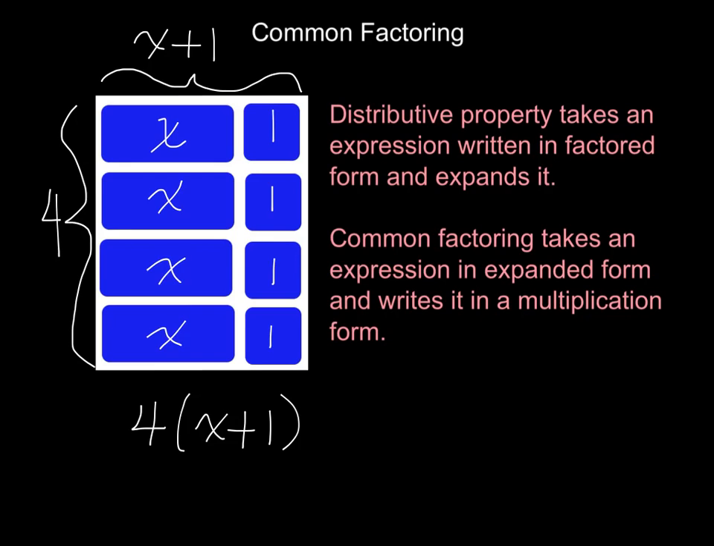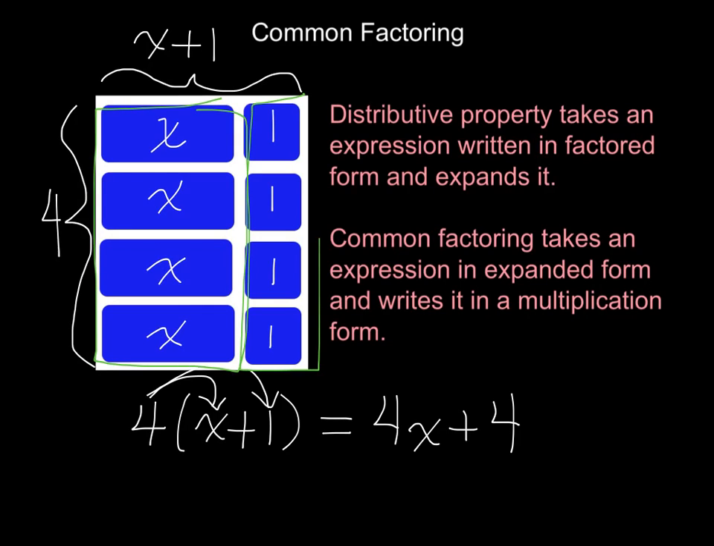Using the distributive property, we can then show 4 times x is 4x, and 4 times 1 is 4. So this expression is the same as 4x plus 4. Let's take a look at this for a second. You can see that in total we have 4 x's plus 4. So the total area can be represented by 4x plus 4.